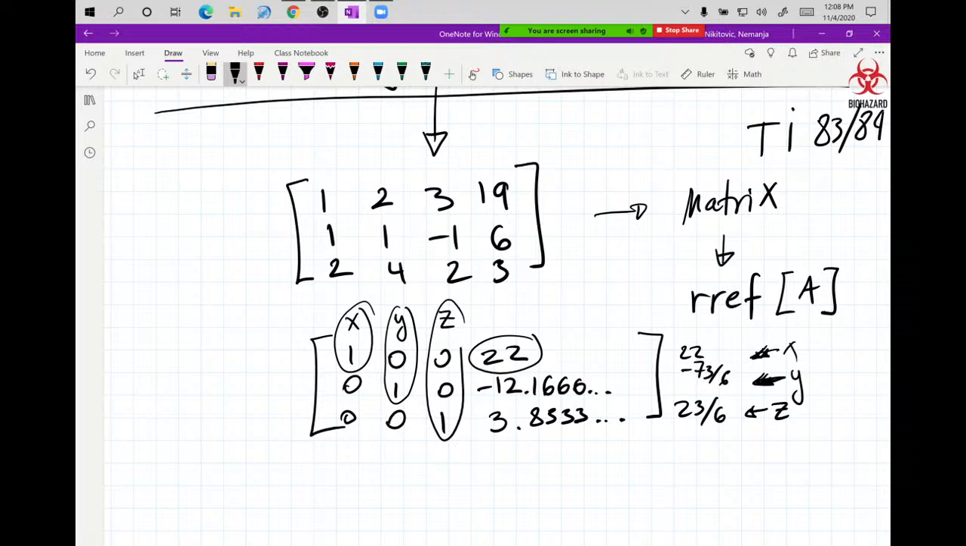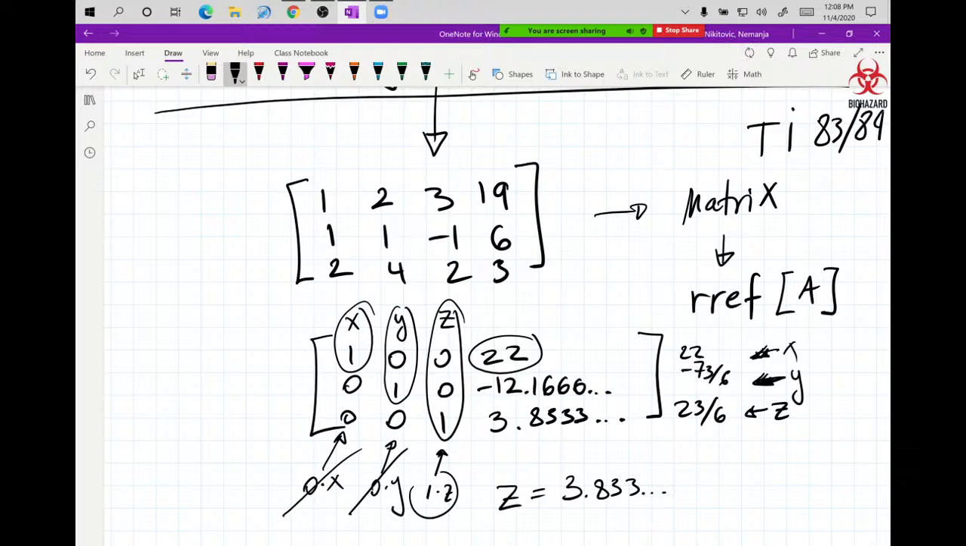And then finally z times 1, so z is the only thing that survives in the third row. You would have 0 times x, 0 times y, and 1 times z there. So all of these are gone because they're times 0. The only one that survives is z, and that is equal to 3.833333, which is 23 over 6.